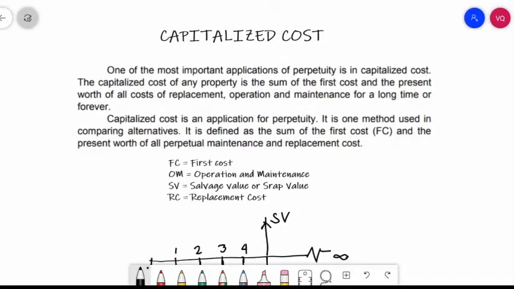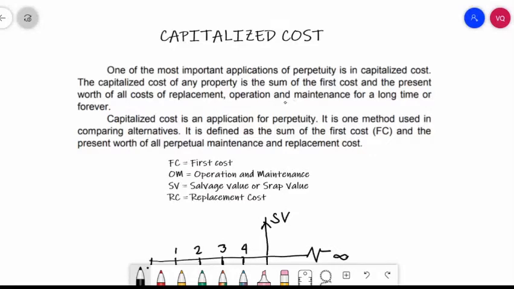So our next topic is the capitalized cost. It is one of the most important applications of perpetuity. From our previous topic, we have a perpetuity equal to the annuity divided by the interest, if your perpetuity starts at year 1. The application of perpetuity is in capitalized cost.